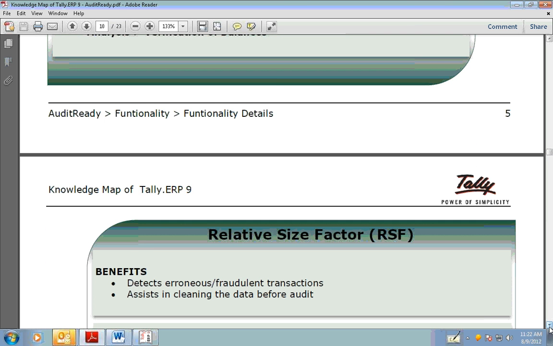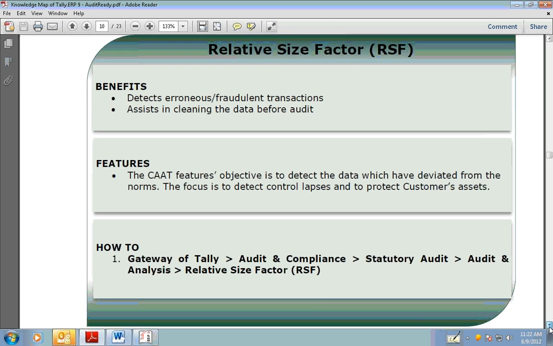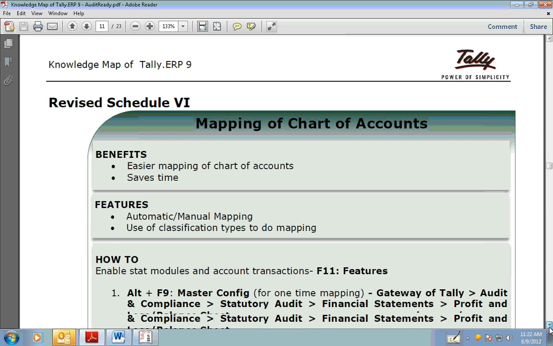The same thing we have covered on the verification of balances. Now let us see what exactly this analytical procedure is.